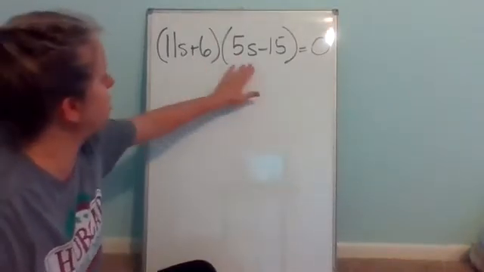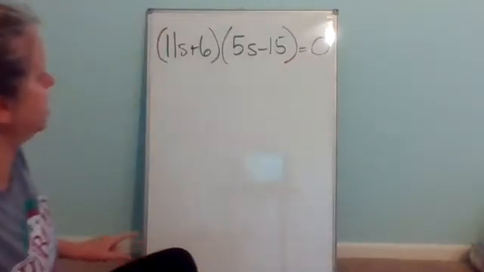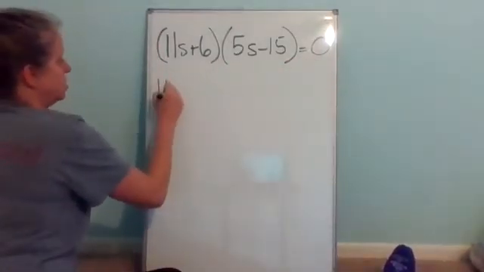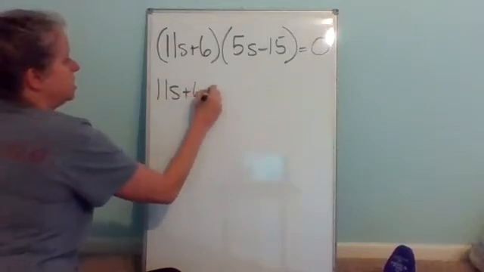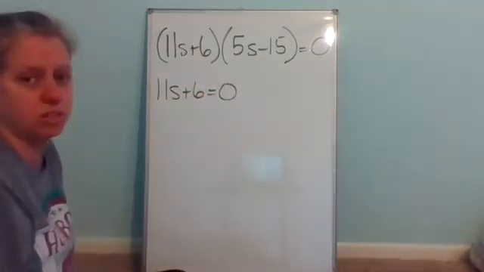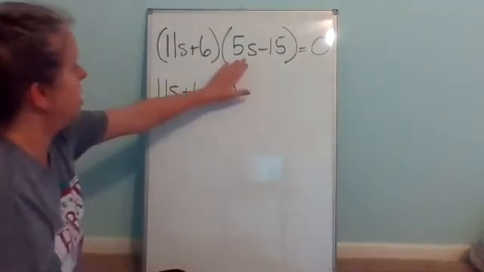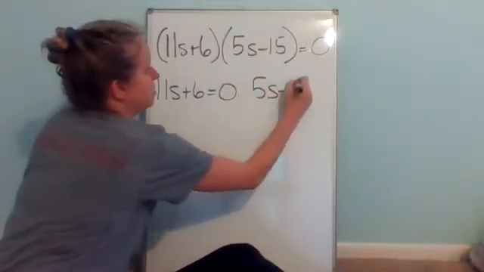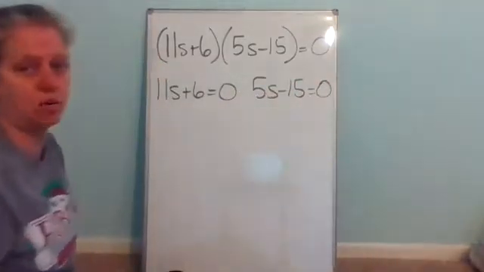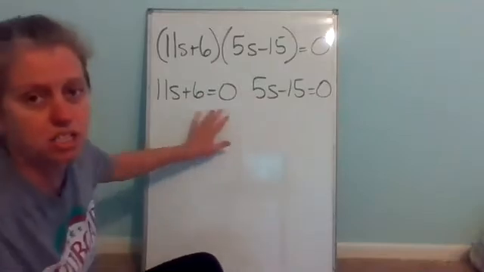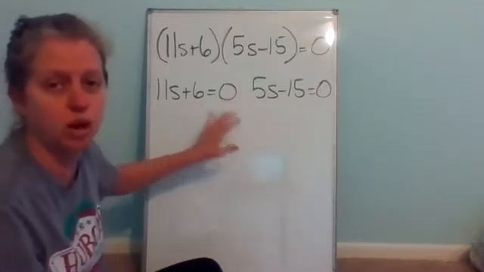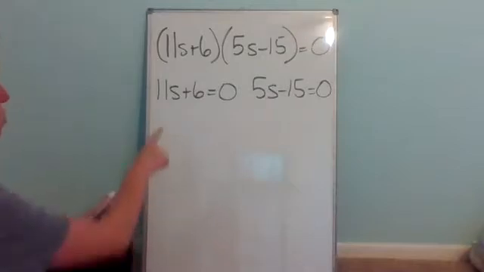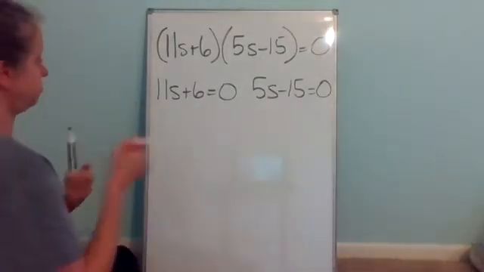which means if it's already in its factored form with a 0 on the other side, you just take each one of these factors, so 11s plus 6, and set it equal to 0. And then the other one, which is 5s minus 15, and set it equal to 0. And then solve each of these 2 equations to get your 2 answers. So we'll solve this one first.